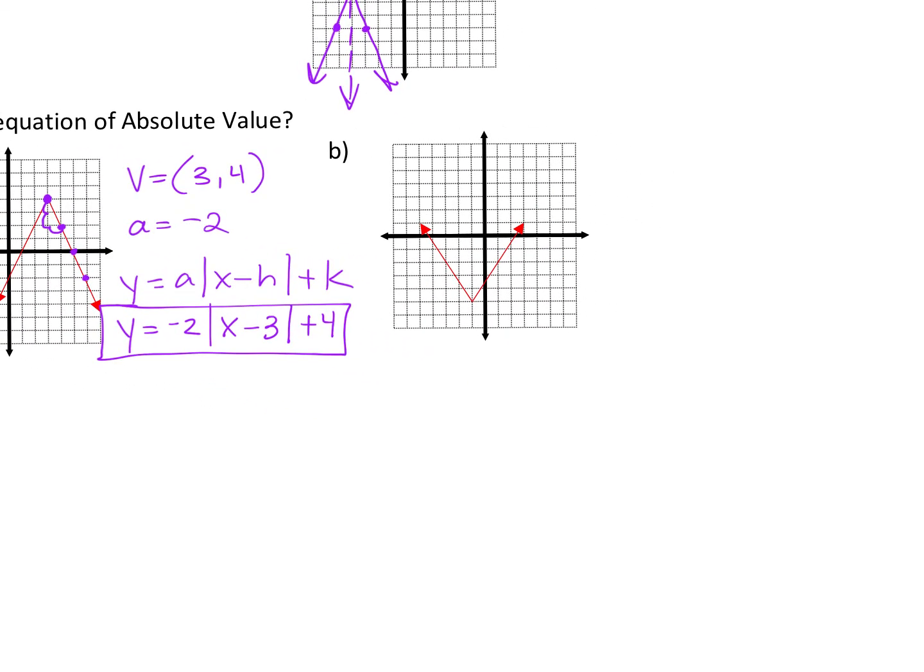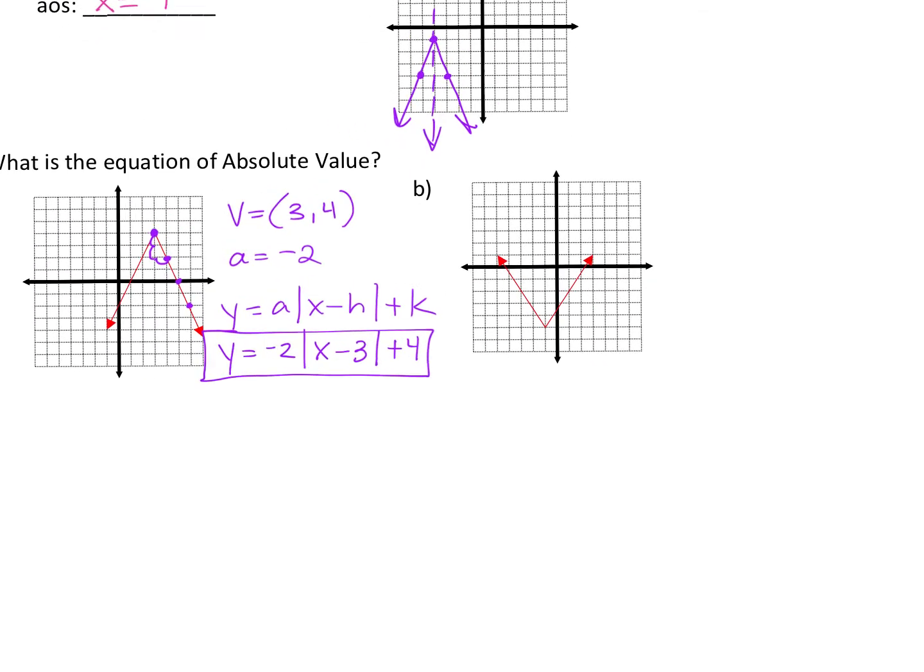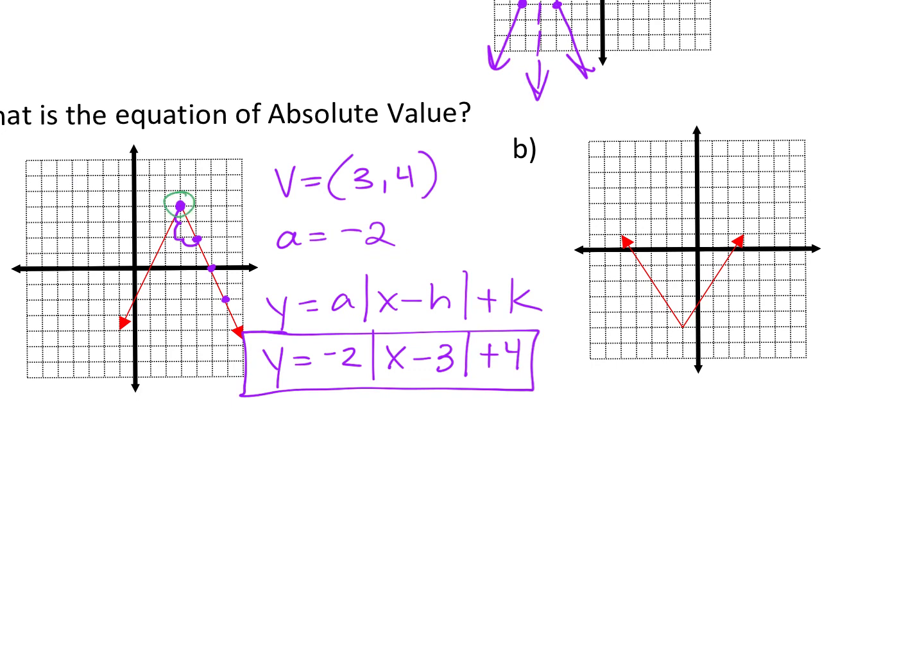Did you try the second one? Try B. What do you get there? I got the vertex by just naming this point. So that point is 1, 2, 3 to the right and 1, 2, 3, 4 up. So that's the point 3, 4, right? And then I just dropped that in here. So x minus whatever my h value is. So x minus 3 plus 4, okay? And then the 2 here. All right, what did you get for your equation on B?